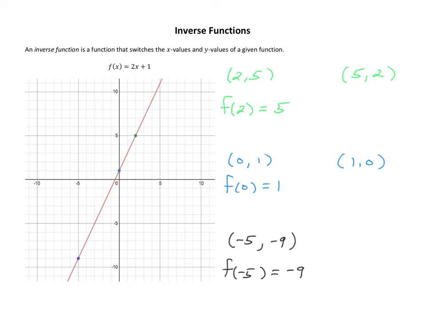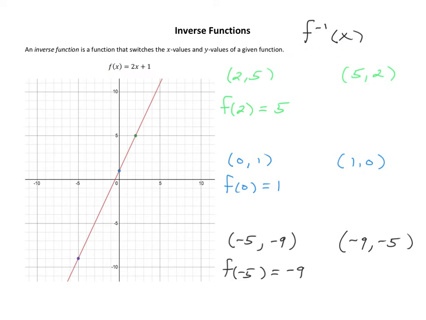And same thing for this last point here. On the inverse, you'd have negative 9, negative 5. So instead of negative 5 going to negative 9, negative 9 goes back to negative 5. I'd like to introduce the notation for an inverse function. If f is our original function, the notation we will use for the inverse is f to the power of negative 1. And that's just read f inverse of x. So it's a notation only to indicate that we are talking about the inverse of this original equation.